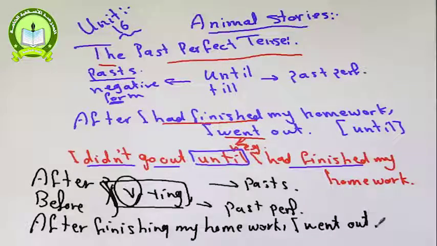We said at the beginning of the lesson that after is followed by past perfect. That's true. But why should I put finishing here? Because there is no subject after. And before, if I want to use before in this sentence: before going out, I had finished my homework.